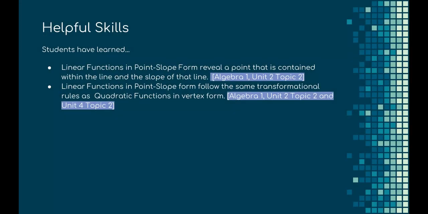Some of the helpful skills that students already have coming into this unit include that linear functions in point-slope form reveal a particular point that is contained within the line and the slope of that line. That's explored in Unit 2, Topic 2. Linear functions in point-slope form follow the same transformational rules as quadratic functions in vertex form. And that's something that comes up in Unit 2, Topic 2 with respect to the linear functions, and Unit 4, Topic 2 with respect to the quadratic function. And in this unit, we'll be putting those together.